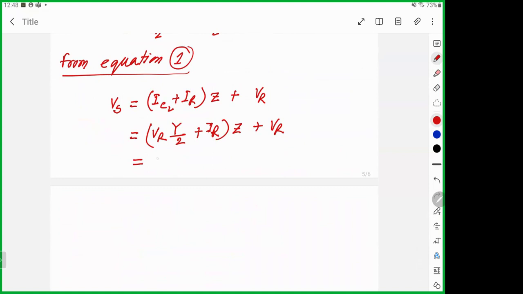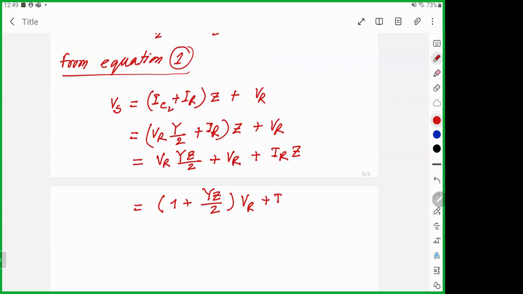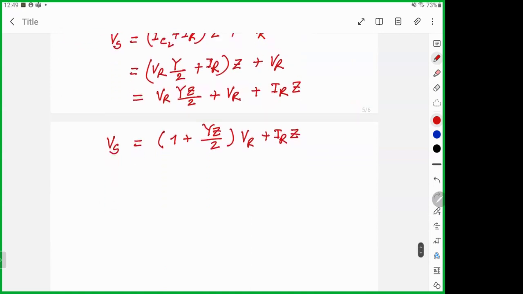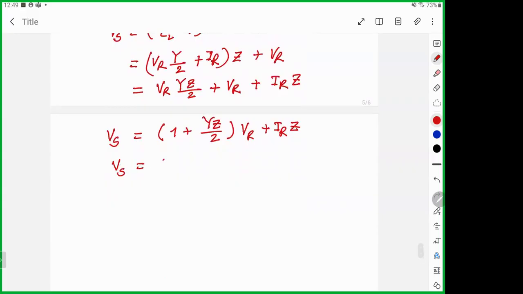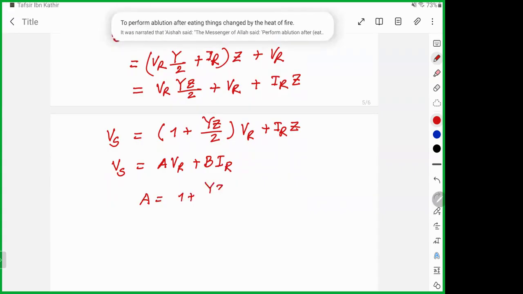So I can write VR YZ by 2 plus VR plus IR Z. I can take common 1 plus YZ by 2 times VR plus IR Z. So this is my VS. As compared with VS equal to A VR plus B IR, I can write A is equal to 1 plus YZ by 2, and B equal to Z.